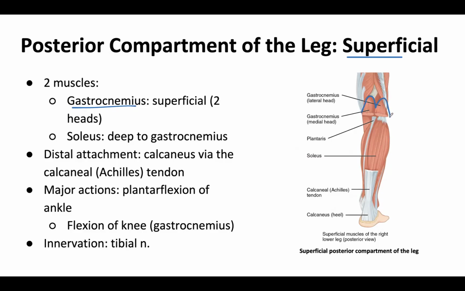And then so that these two heads will actually cross the knee joint. And then you'll have the soleus muscle, which is deep to the gastrocnemius and wider. And these muscles will share a common tendon that will attach on the calcaneus. And the tendon is called the calcaneal tendon. But most people call this the Achilles tendon.